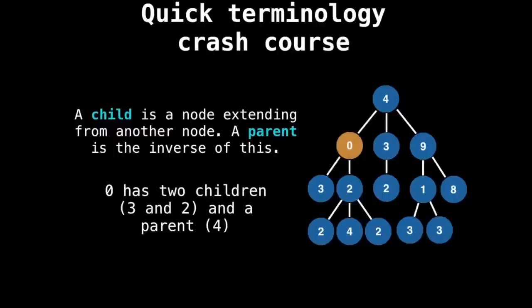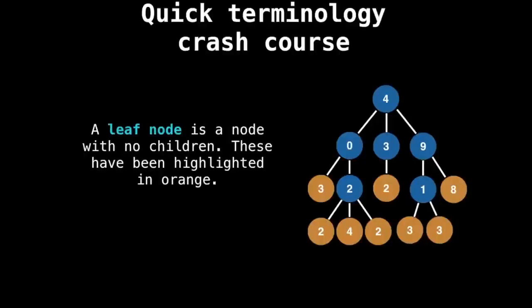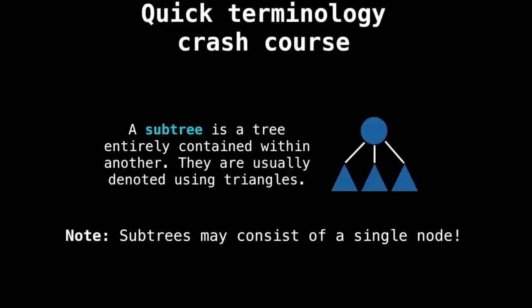Pretty cool. So just as an example, if we pick the node 0, it has two children, 3 and 2, and a parent 4. We also have the concept of something called a leaf node. This is a node which has no children, and these have been highlighted in orange. So they're just at the very bottom of your tree. Think of it that way. And there's also another term, which is a subtree. This is a tree entirely contained within another tree. And we usually use triangles to denote subtrees. And it's possible for a subtree to consist of only a single node. So that's fine.